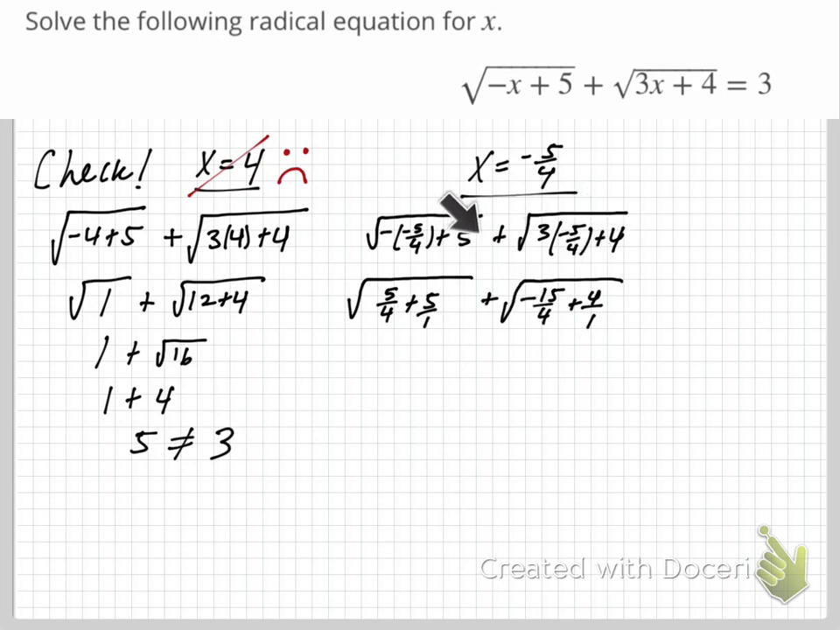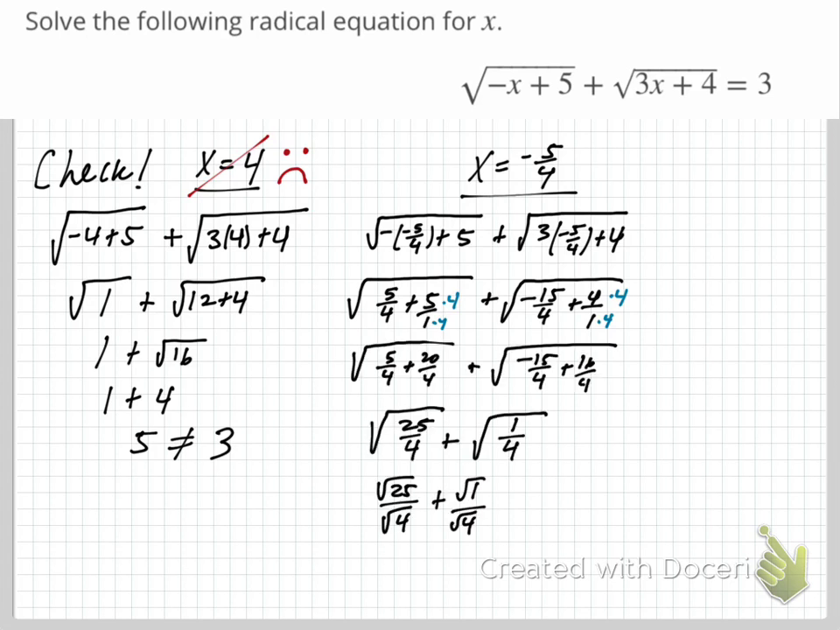And I write these whole numbers over 1 because I'm going to end up having to add fractions. I need a common denominator when I add fractions, which is going to be 4 for both of them. So I multiply top and bottom by 4. So then this becomes 20/4, and this becomes 16/4. So we end up with 25/4 plus, and then negative 15 plus 16 is 1. So we get 1/4. The good thing is that all these turned out to be perfect squares, so this is a lot nicer than I was thinking it was going to be.